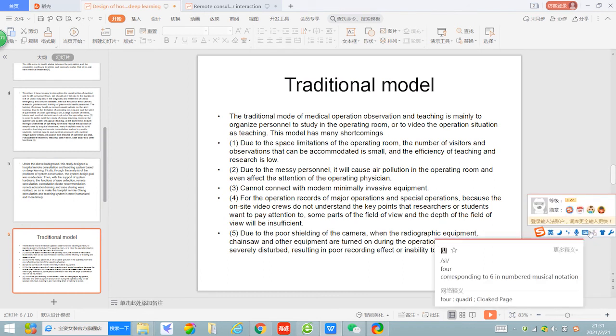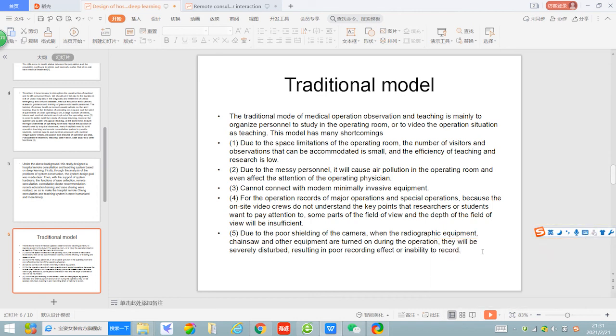Traditional model. The traditional model of medical operation observation and teaching is mainly to organize personnel to study in the operating room or to video the operation situation as teaching. The model has many shortcomings.